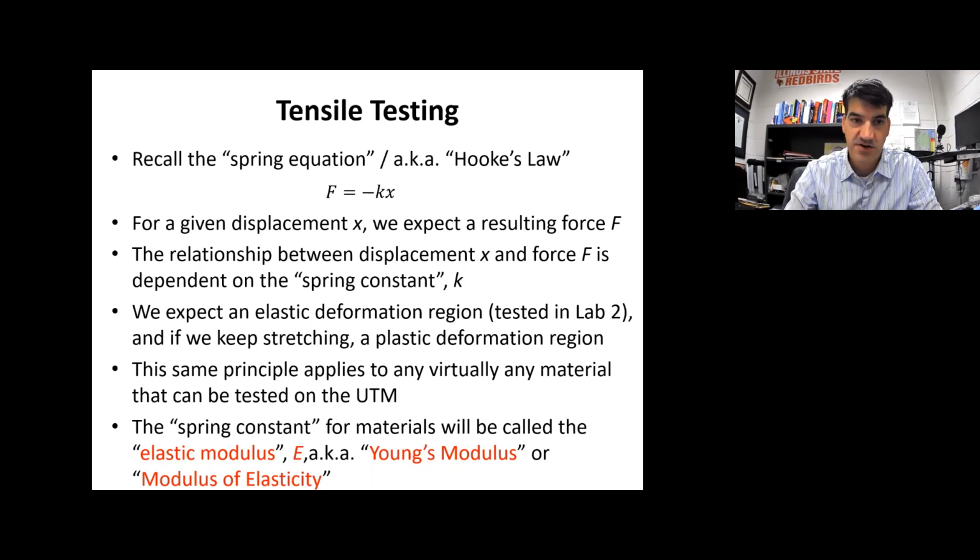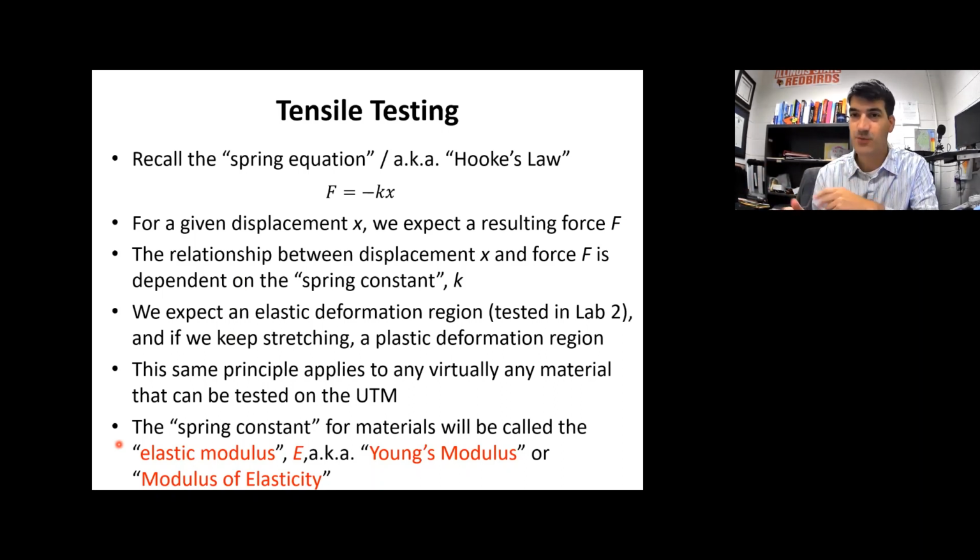All right, so now I've said most of this up here. So the spring constant, here's really the only thing that I haven't said yet. The spring constant, K, when we relate that to tensile testing of a material, it's not called the spring constant anymore, but it's basically the same thing. But in a material that we're going to test, we call that spring constant the elastic modulus, sometimes called the Young's modulus, sometimes called the modulus of elasticity. They all mean the same thing.